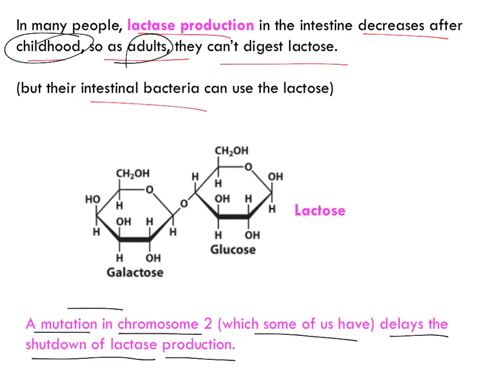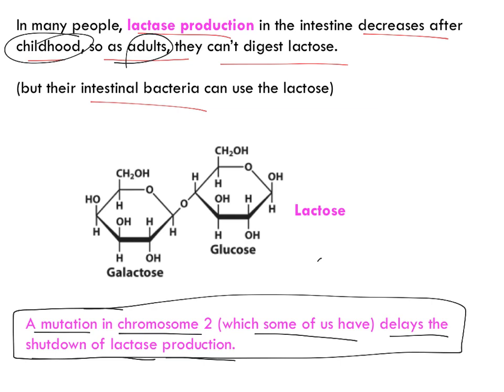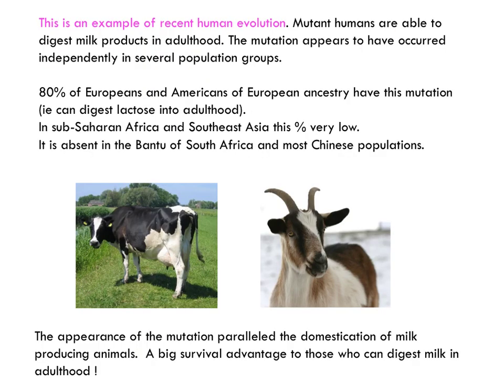But some people are adults and can drink milk, which makes you kind of like a mutant, because you have a mutation which delays the shutdown of lactase production. There's a double negative in this sentence, which means you get continued lactase production, which means you can drink milk into adulthood. And this was also a slight advantage. It's an example of recent human evolution.